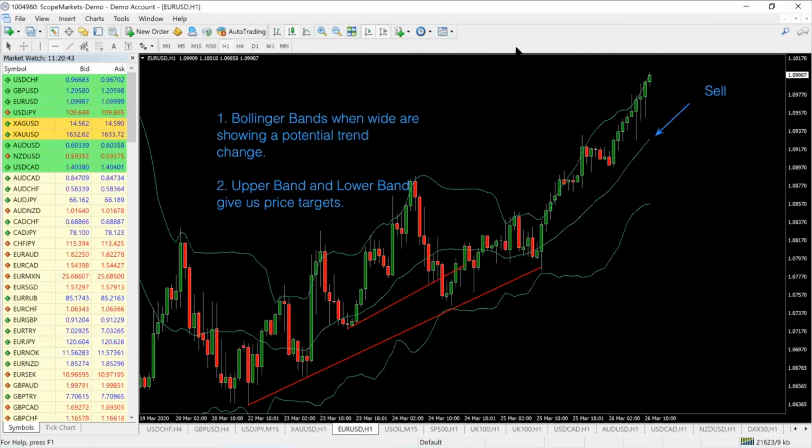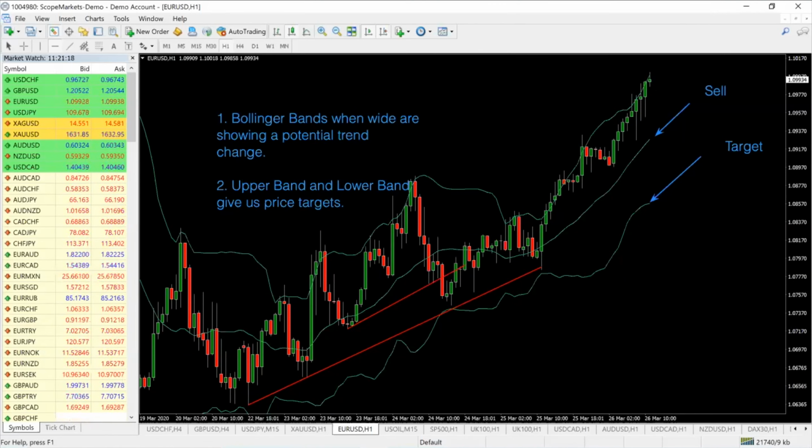But then we would have a target. And our target would be right here. That would be our target. So there's our target. And that's how we would use a Bollinger Band in this situation. Selling signal if it breaks below here, target if it goes there. Okay? You can see that could be the situation. And that's using number two here. Upper band and lower band giving us price targets.